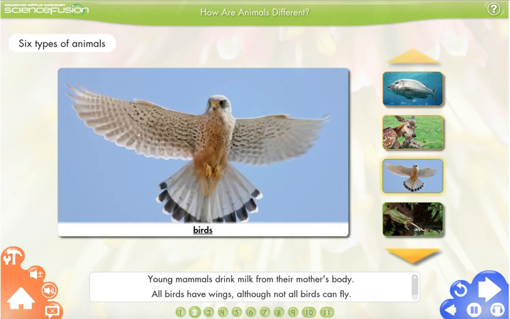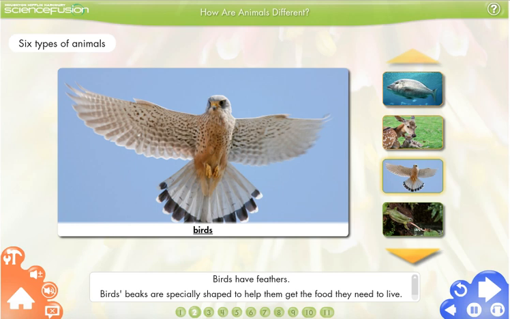All birds have wings, although not all birds can fly. Birds have feathers. Birds' beaks are specially shaped to help them get the food they need to live. So here's the beak. All birds have different types of beaks and feathers, depending on what they need. And birds actually lay eggs, so it's different from a mammal.